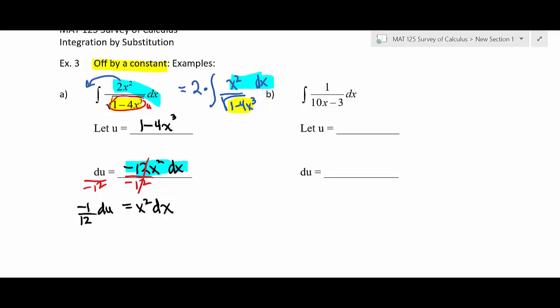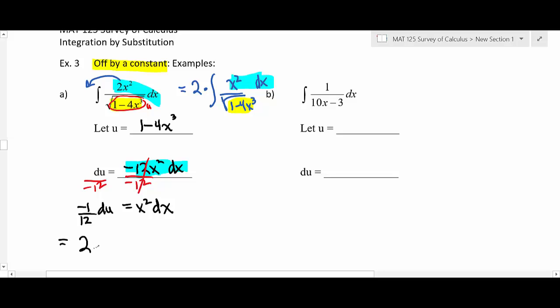Now, why does this work? The reason is, now we're looking at this integral, not this one. Notice that we got that whole thing right there as u. We got that accounted for. And then x squared dx is this. So we're ready to plug in. Your integral, you're going to have the 2. That's going to be u. x squared dx is going to be this. So everything's accounted for.